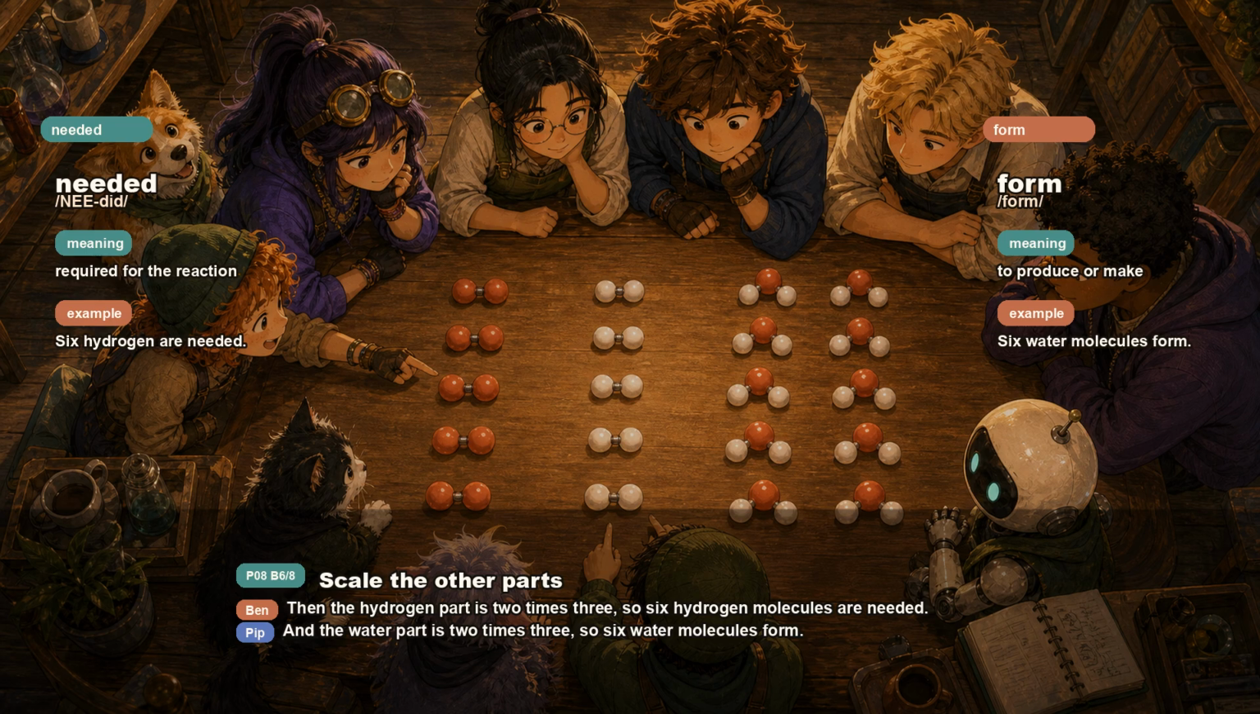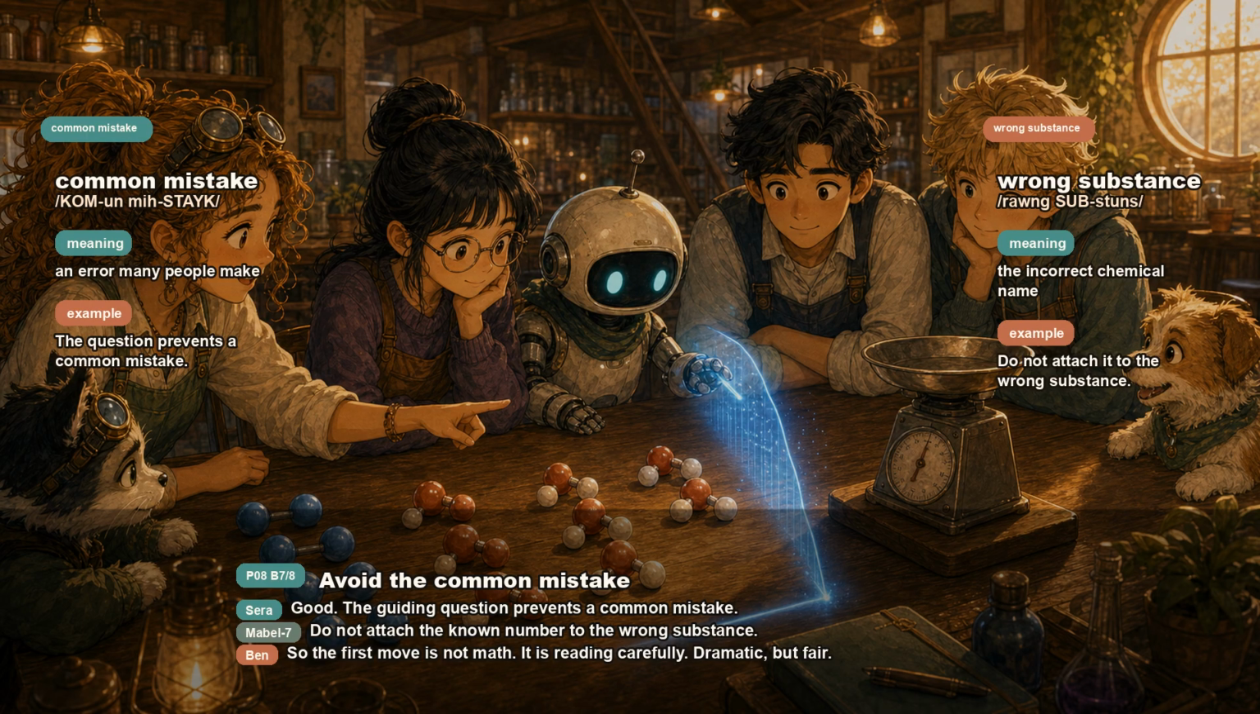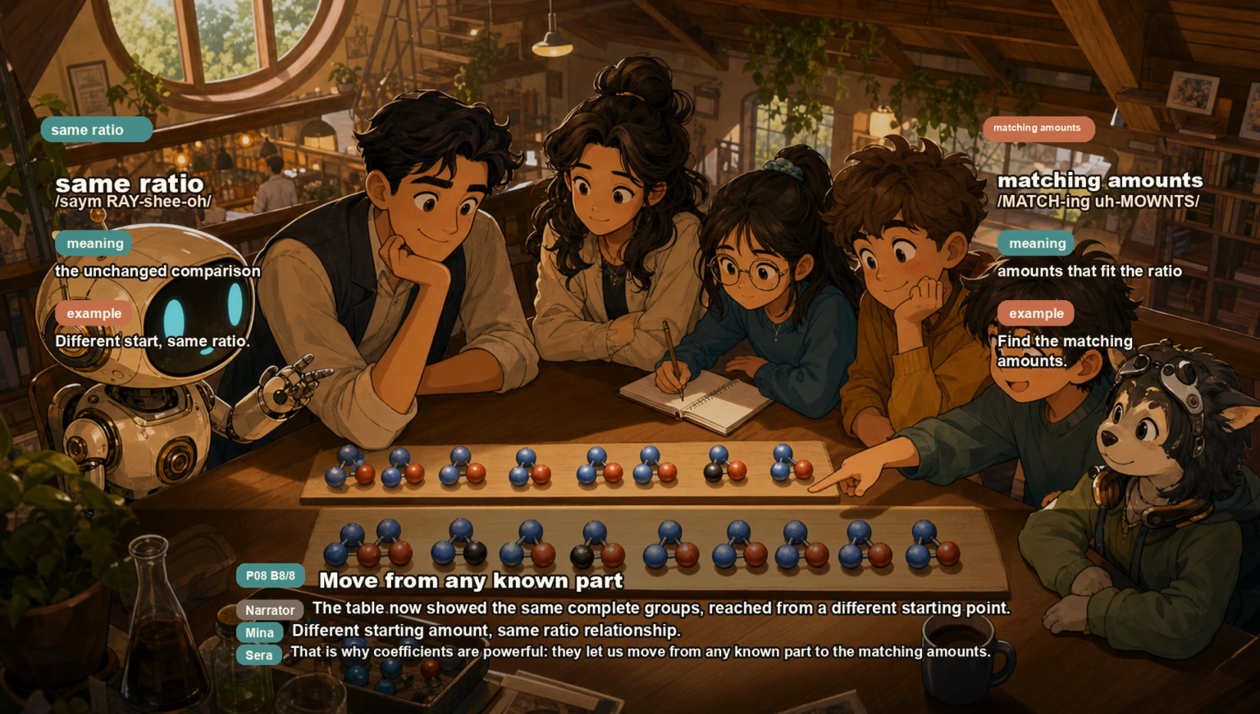Good, the guiding question prevents a common mistake. Do not attach the known number to the wrong substance. So the first move is not math, it is reading carefully, dramatic but fair. The table now showed the same complete groups, reached from a different starting point. Different starting amount, same ratio relationship. That is why coefficients are powerful, they let us move from any known part to the matching amounts.